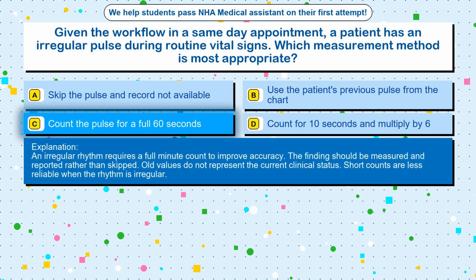An irregular rhythm requires a full minute count to improve accuracy. The findings should be measured and reported rather than skipped. Old values do not represent the current clinical status. Short counts are less reliable when the rhythm is irregular.